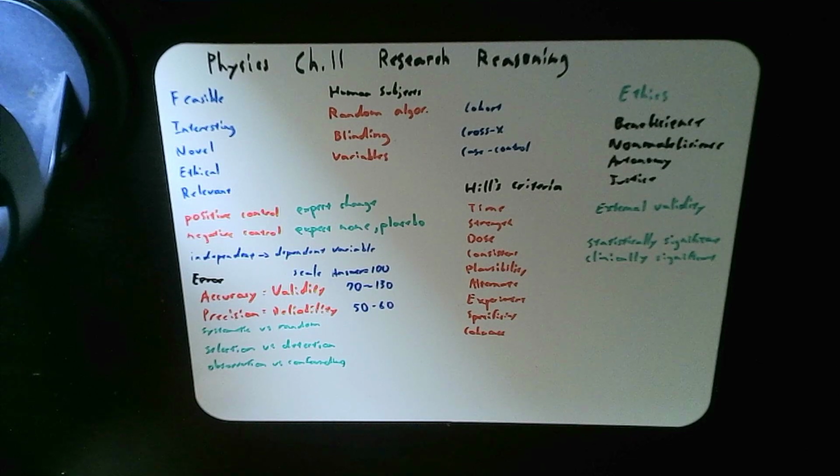We also have human subjects, which relies on random algorithm, blinding, and variables to help ensure a proper testing technique. We could also have cohort, cross-sectional, and case control studies, which are more correlational based. And when it's correlational based, we have less control of what variables to manipulate, but we could still validly look for patterns and traits.